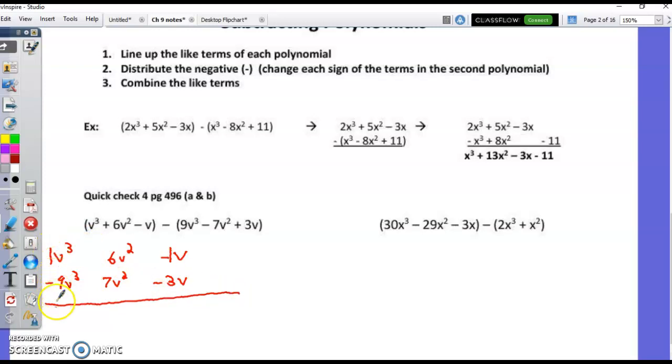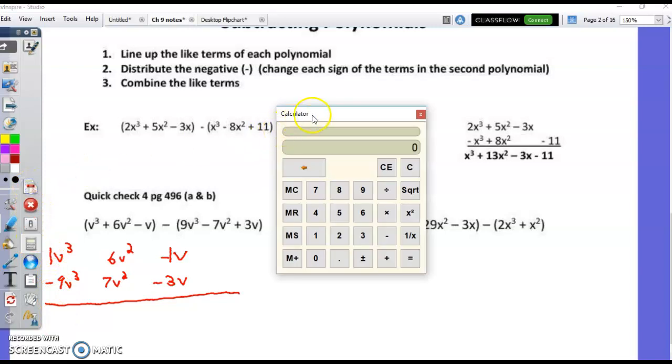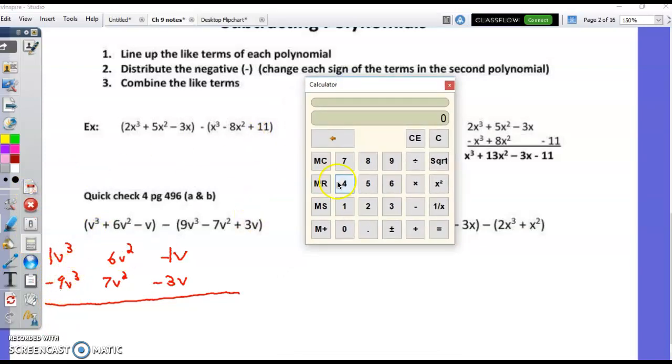So 1 minus a 9. Now remember, you're either going to do a 1 plus a negative 9 or 1 minus a 9. So double check in your calculators to make sure we get the correct answer. So that's going to be a negative 8v to the third. Here we have two positives, so we're just going to add those. 6 plus 7. It's going to be a positive 13v squared, and negative 1 and a negative 3 would give us a negative 4v, and that would be our final answer.